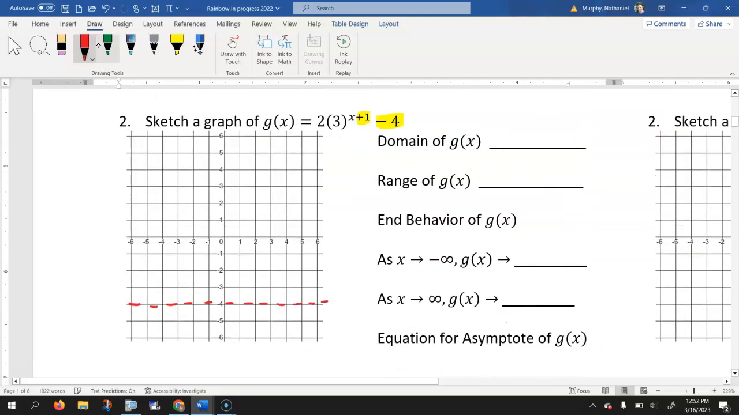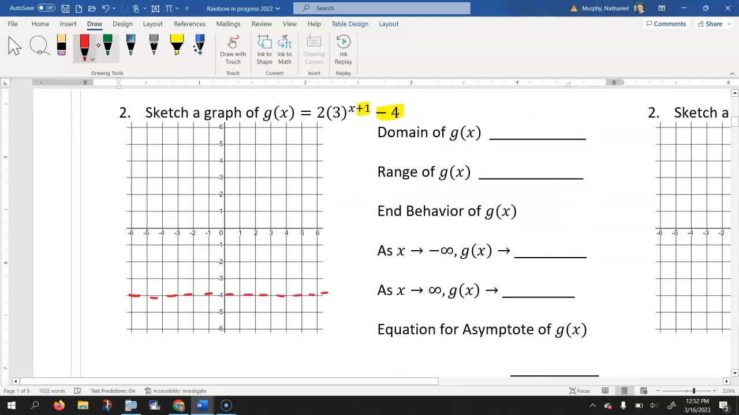Now, the previous example had a y-intercept at 2. Now we're going to move that point to the left 1 unit and down 4. So we had a point here at 2 originally, and we're going to move that to the left 1 and down 4: 1, 2, 3, 4. That puts us right here. Again, the b value is 3, so it represents exponential growth going through that value. And that would be our sketch of the graph.